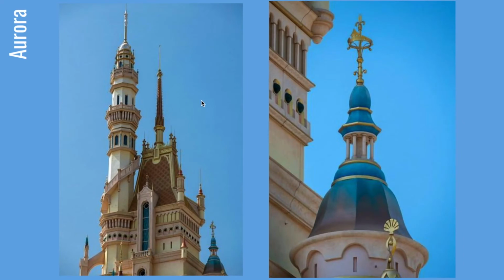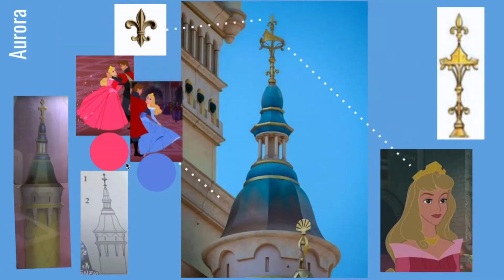So first we have Aurora, and you can see her tower over here. It's the tallest of the ones that represent the other princesses and queens, and it's because this castle was built on Sleeping Beauty Castle, so it's a little homage and dedication to that. We can see here that the color is pink and blue, right? We'll pull up another slide with the analysis.